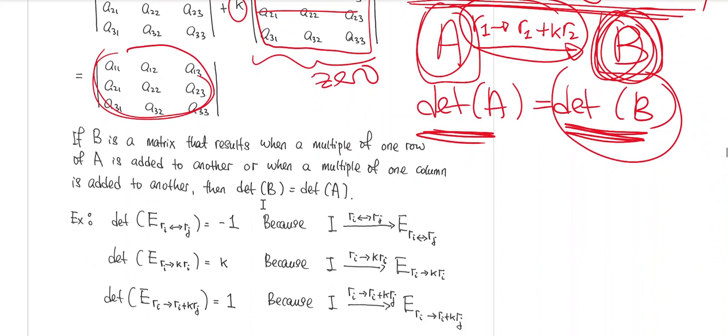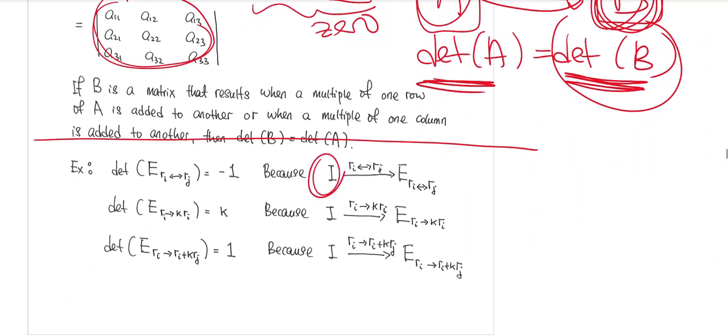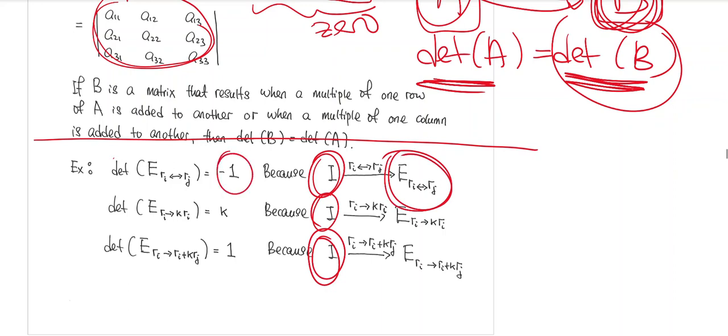And also, very quickly, using these facts, we can see that for elementary matrices, if you still remember, an elementary matrix is a matrix obtained from the identity matrix by performing a single row operation. So for this elementary matrix, the determinant will be -1. Why is that? Because you do a row operation by interchanging rows.